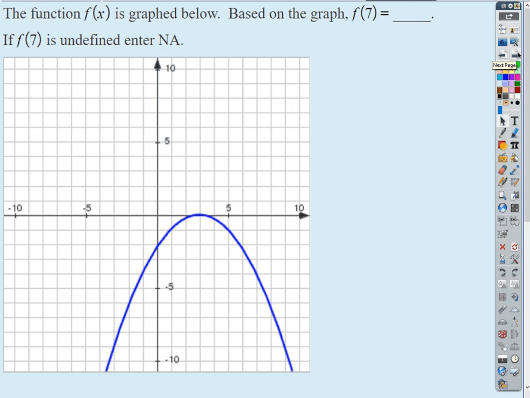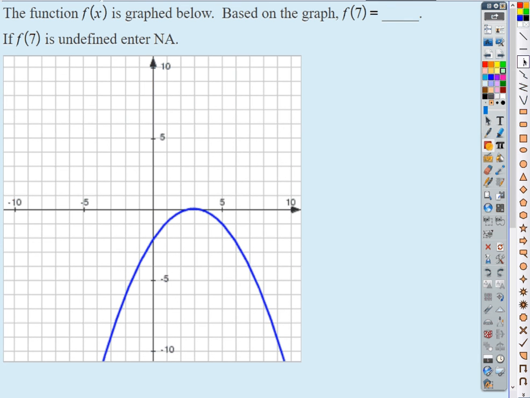Real quick, there are some questions on here like this. These are so simple. Let me show you how easy these are. It says the function is graphed below. Based on the graph, f of 7 equals what? Well, this is so easy. All you've got to do, look at this, super simple.